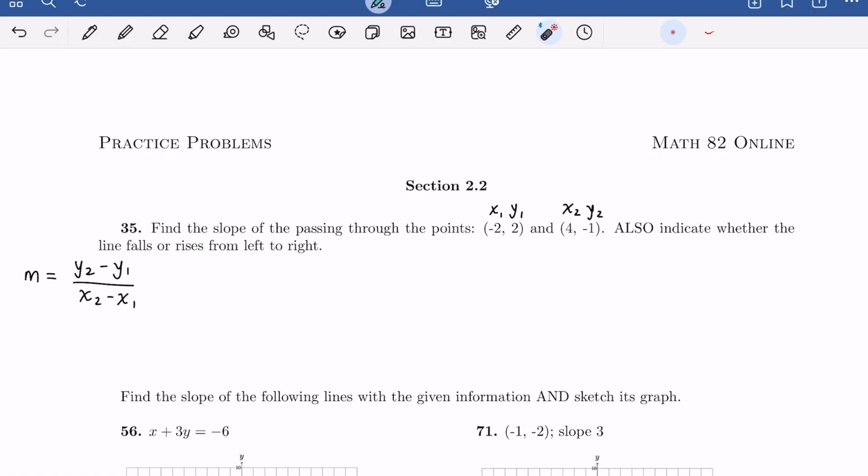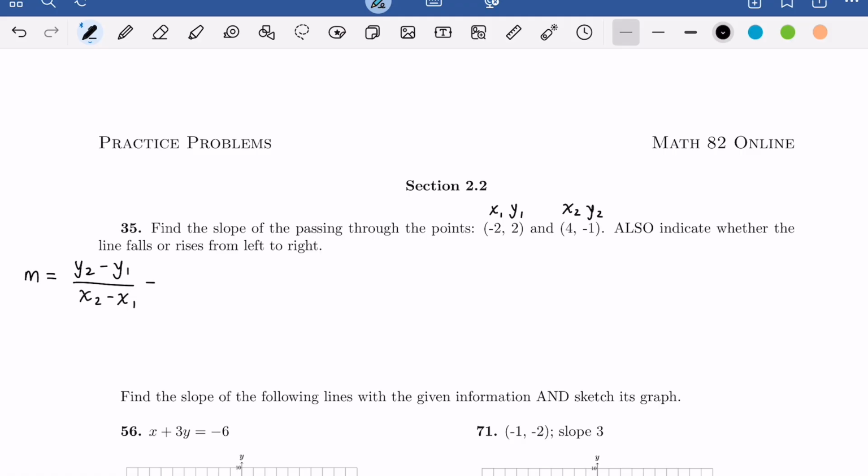Now, something to note here is that I could have called this my second ordered pair and this my first and switched these. If that were the case, I would still plug it into this formula and we get the same answer. The reason is that we need to subtract the y values and the x values in the same order. That's all that matters for this formula. It doesn't necessarily matter what you call them.